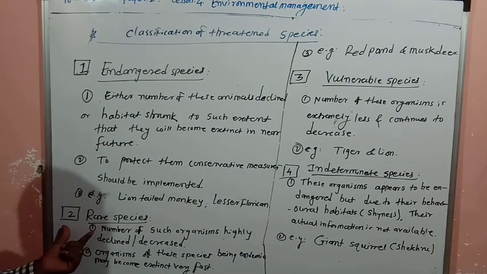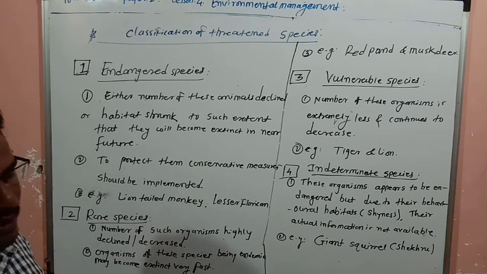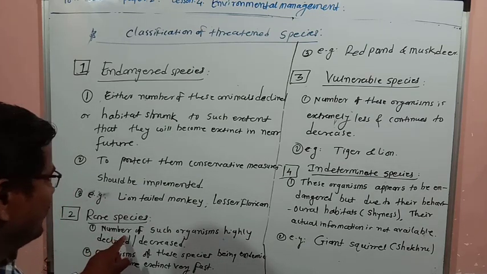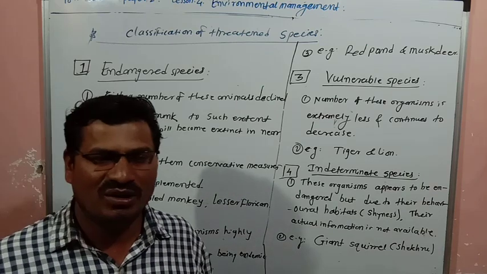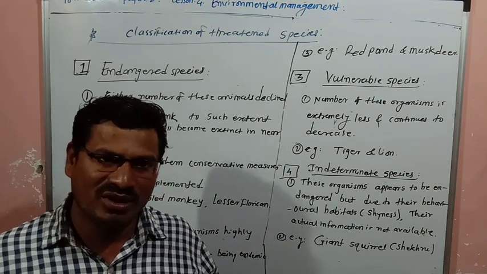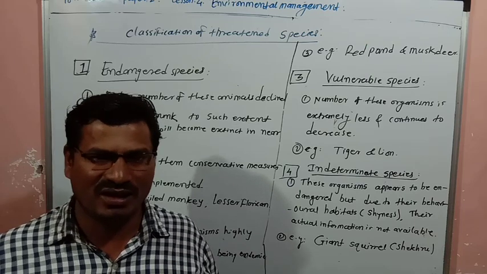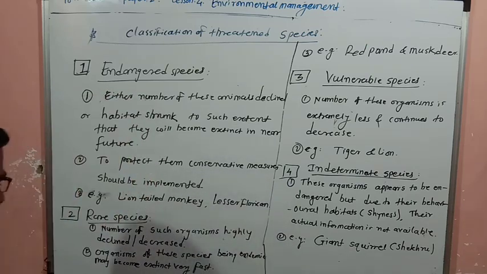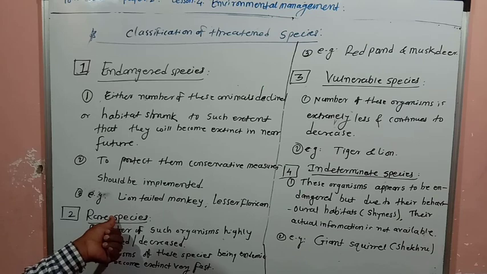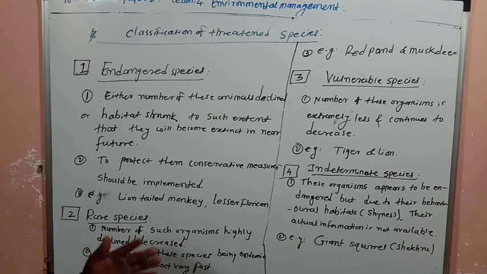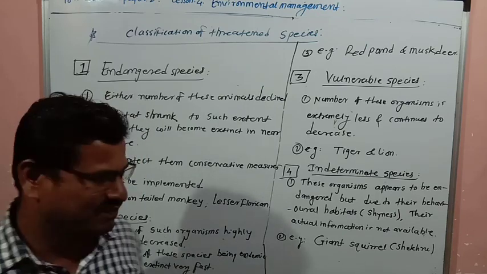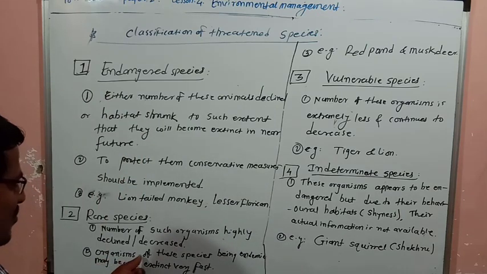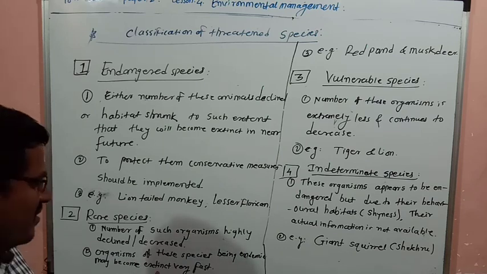The second category is rare species, and in the case of rare species, the number of such organisms has highly declined. These animals are already present, but their number is very low, and such organisms come under rare species. Rare means found only to some extent, rarely found. Organisms of such species, being endemic, may become extinct very fast.